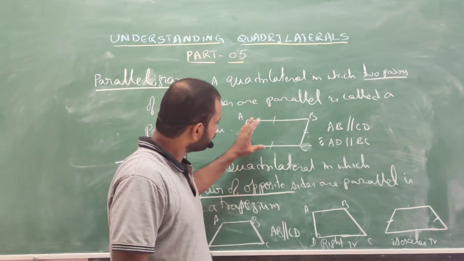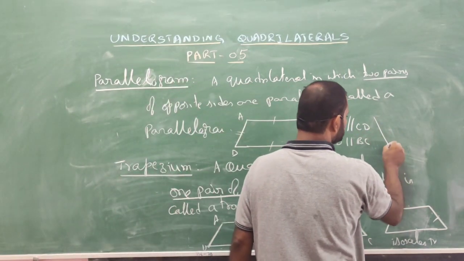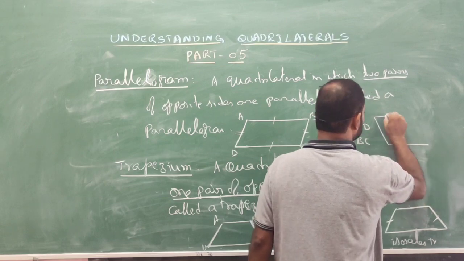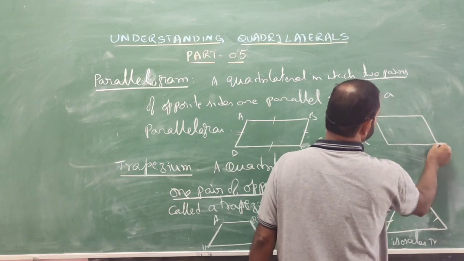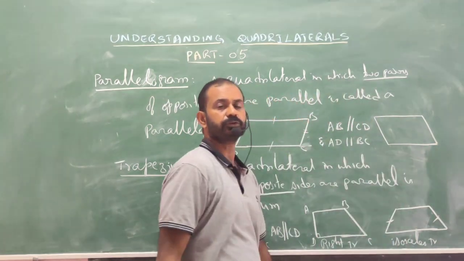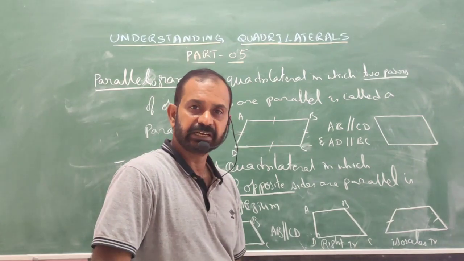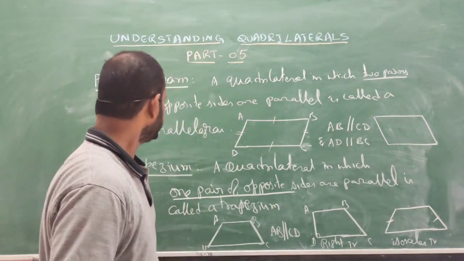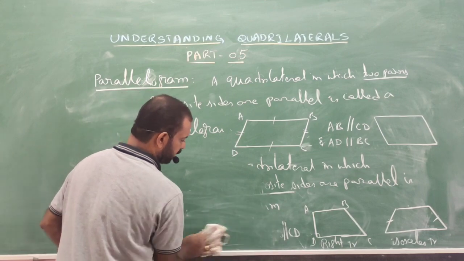Can we draw a parallelogram only like this pattern? Can't we draw it like this? You can draw it any way, but the only thing you have to see is that opposite pairs are parallel to each other. So I hope this is clear. Next, let me come to what are the elements of a parallelogram.